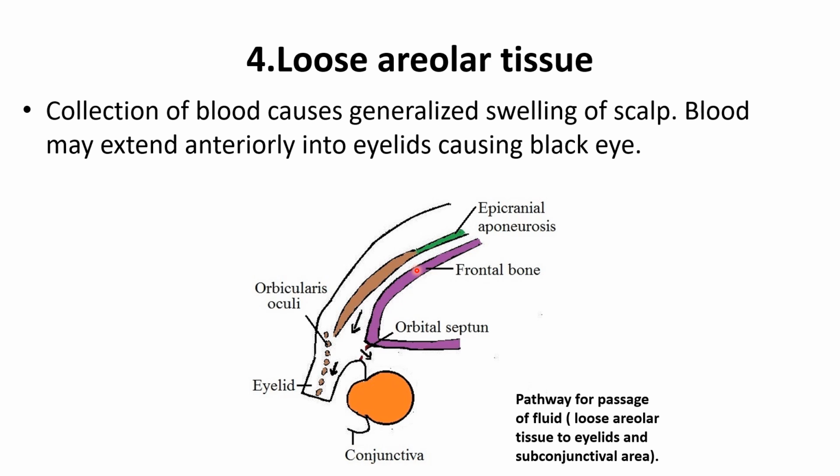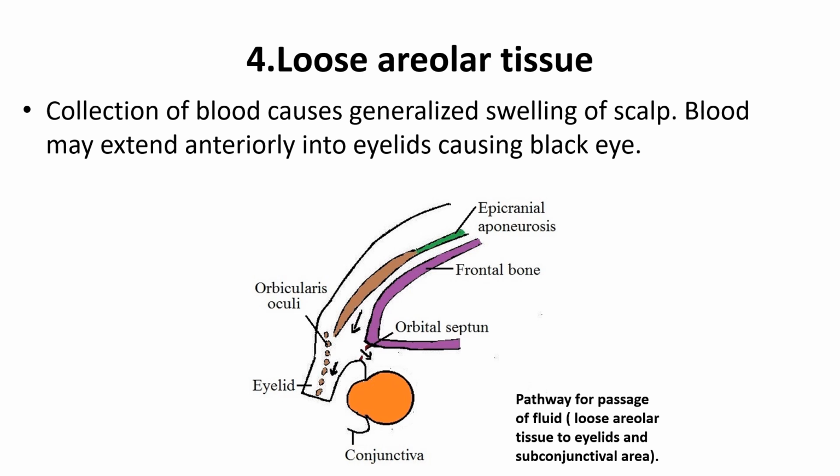Now I told you loose areolar tissue extends anteriorly into the eyelids because the frontalis muscle has no bony attachment. So another aspect of this loose areolar tissue you should know is that a collection of blood in the loose areolar tissue causes generalized swelling of the scalp, and this blood may extend anteriorly into the eyelids because the space is open here. So loose areolar tissue is continuous with the eyelids, so any blood collecting in the loose areolar tissue can gravitate into the eyelids, causing the black eye. So one should know the anatomical basis of black eye.